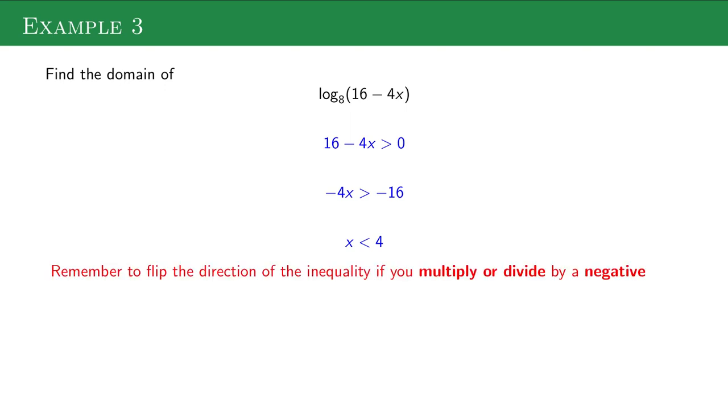less than 4. And one important thing to remember, you'll notice that this greater than changed to a less than. I flip the direction of the inequality whenever I multiply or divide by a negative. So I subtracted 16, that's negative, but that doesn't matter because it's subtraction. But here I divided by negative 4, and that flips the inequality.